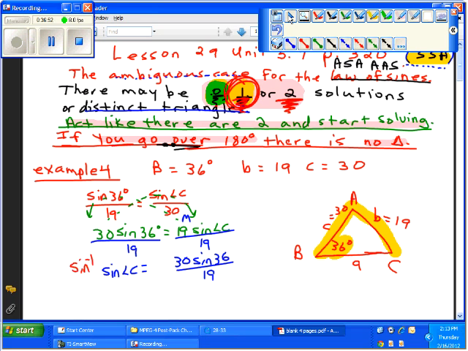Now I'm going to undo sine with arcsine and find my angle C. So I'm going to do arcsine of 30 sine 36 over 19. Second, sine, it's already open. 30 sine, it opened, 36, close. Divide 19, close. Enter: 68.1 degrees.